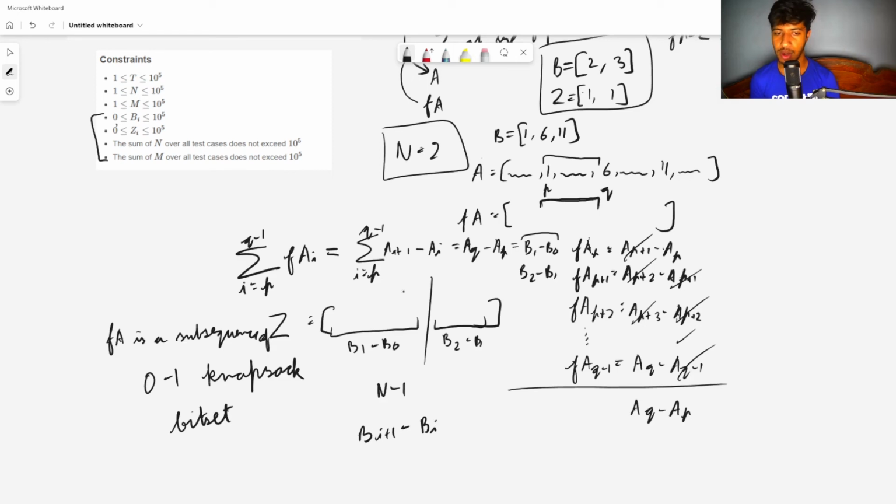So how do you do these partitions? Let's say you don't know the partition till now. You keep doing a knapsack here. You go this way.